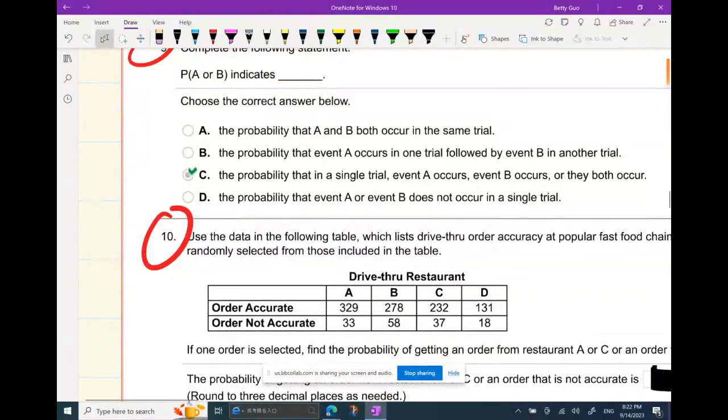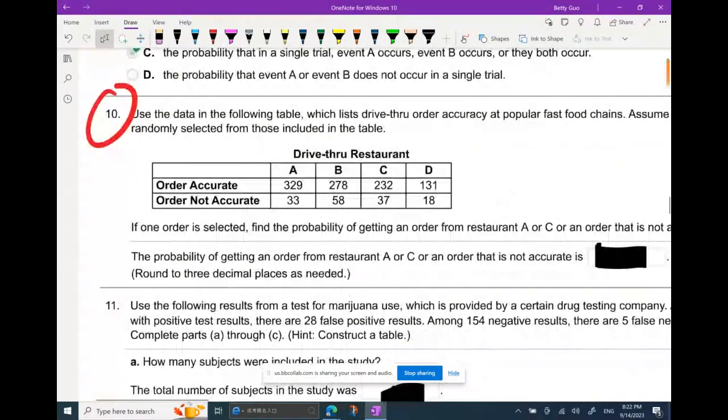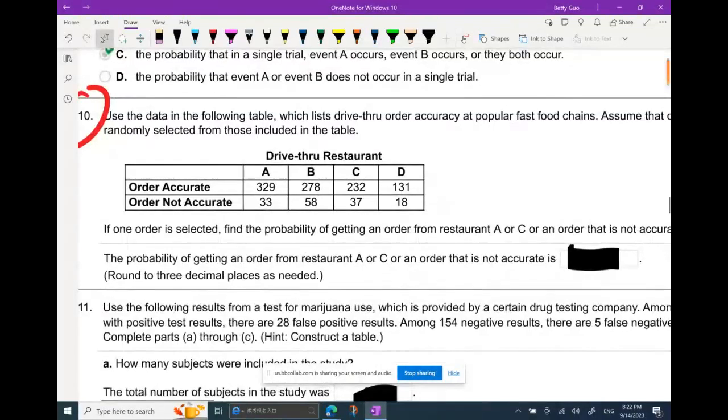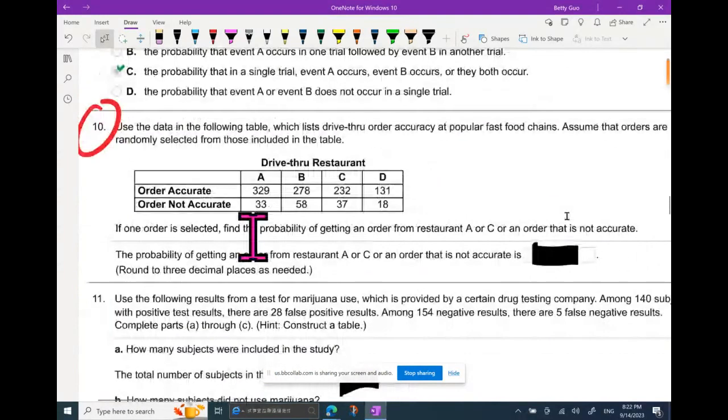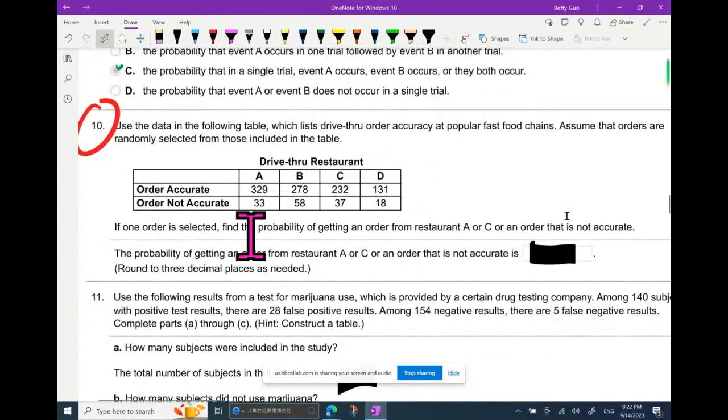Use the data in the following table, which lists the drive-through order accuracy at a popular fast food chain. Assume that orders are randomly selected from those included in the table.